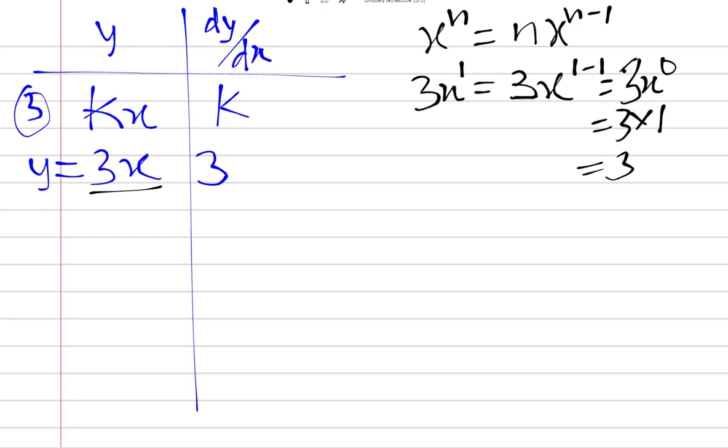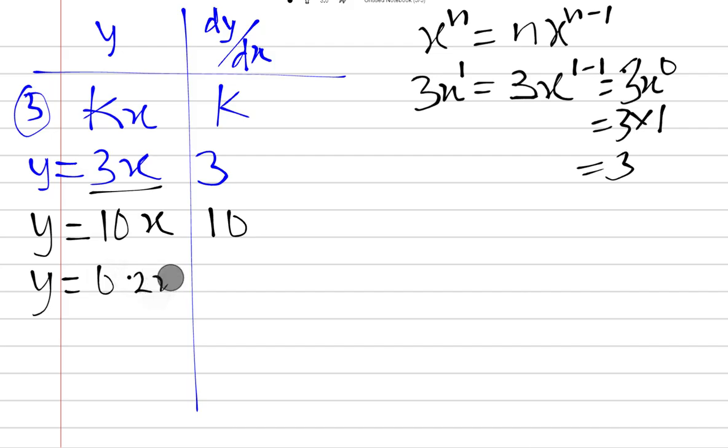So that means if I have something like, let's say I have y equal to 10x now. What will be your dy dx? Your dy dx will be 10. Are you seeing? What if I have y equal to 0.2x? If you want to find the derivative of 0.2x, what will be the derivative? 0.2. You just know that the x will leave. Are you seeing that now?